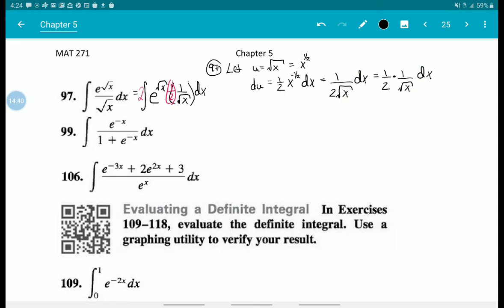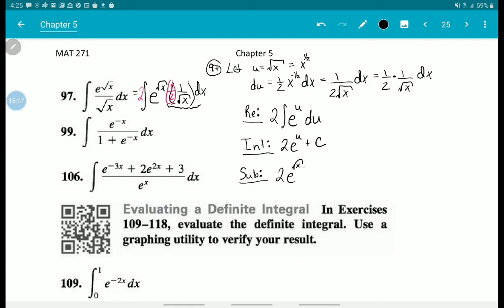So then now, if we do our rewrite, we have a 2 on the outside. We're integrating e to the u, and that 1/2 times 1 over square root of x dx is all of our du. So if we integrate, e to the u is e to the u. Don't forget the plus c. And then if we sub back in, we have 2e to the square root of x plus c. There's our final answer.